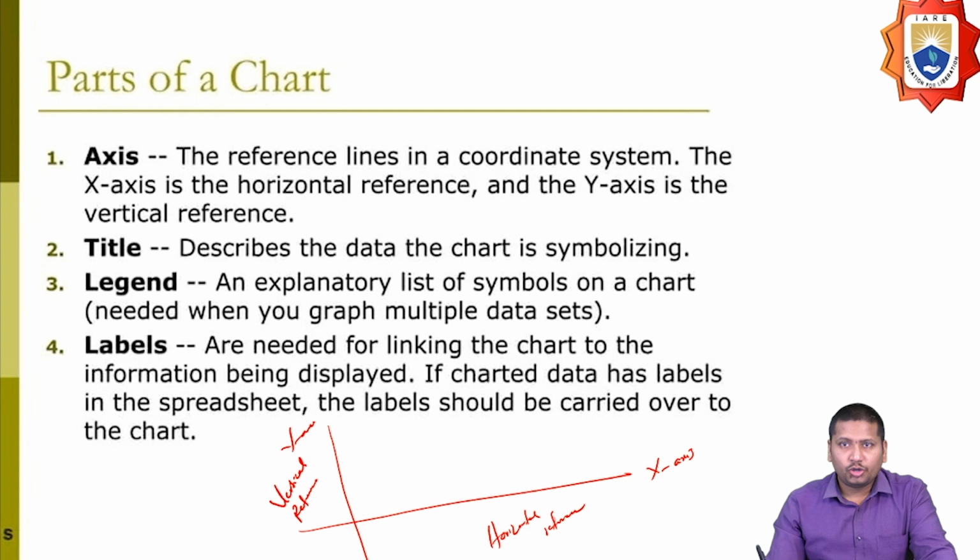So the axes are the reference lines of the coordinate system. The title gives a brief overview of the chart, and the legend is nothing but the explanatory list of symbols of the chart. Labels are needed for linking the chart to the information being displayed. And if charted data has labels in the spreadsheet, the labels should be carried over to the chart.